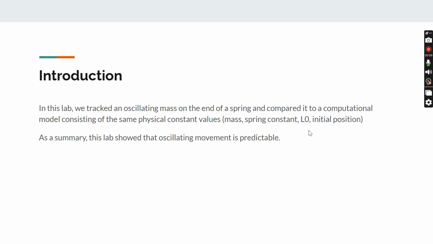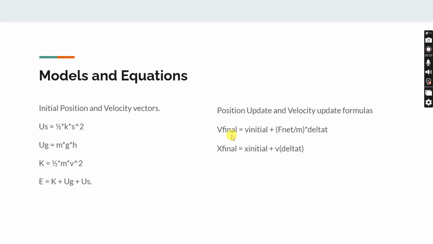A little introduction. In this lab, we tracked an oscillating mass on the end of a spring and compared it to a computational model consisting of the same physical constants as the original model. And as a summary, this lab showed that oscillating movement is predictable.